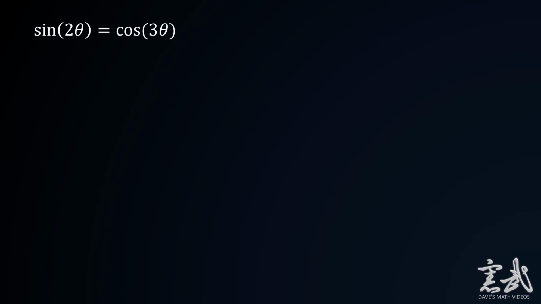What about finding the sine of 18 degrees? It turns out that we can find this algebraically by solving the equation sine of the quantity 2 theta is equal to the cosine of the quantity 3 theta in two different ways. In the first way, we will simply determine the value of sine theta without finding theta. In the second way, we will find the value of theta itself.